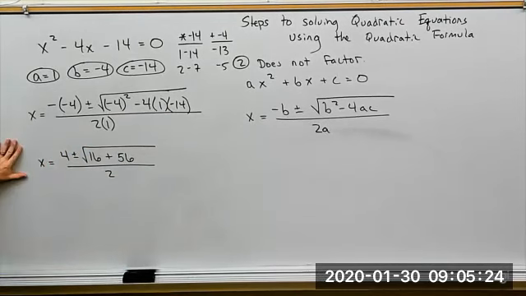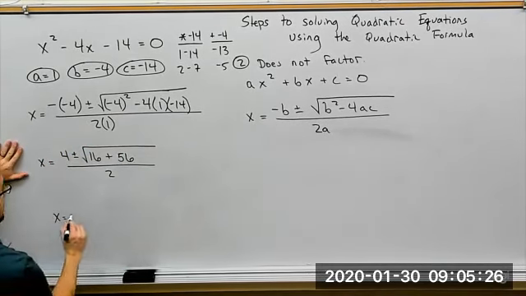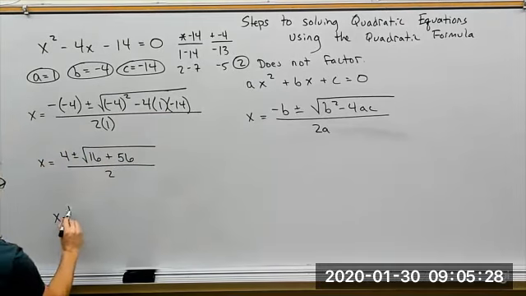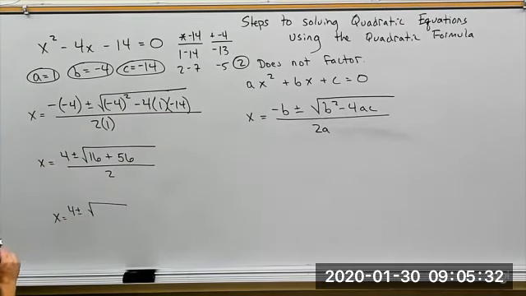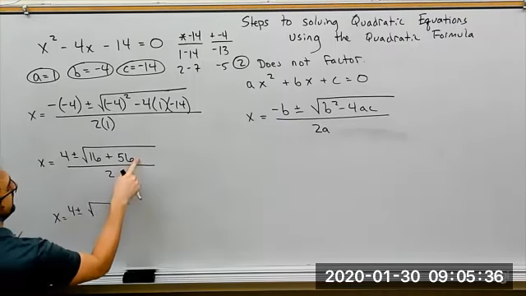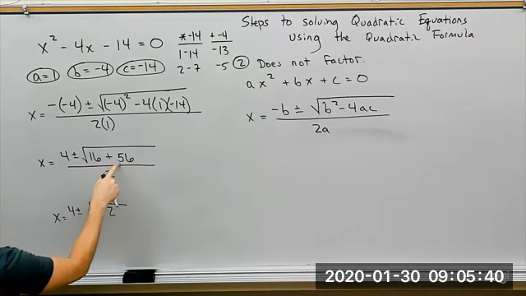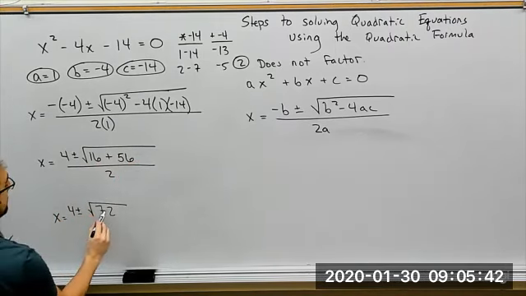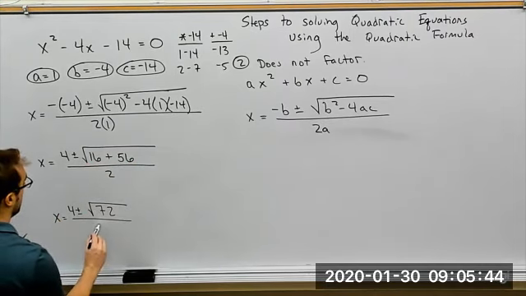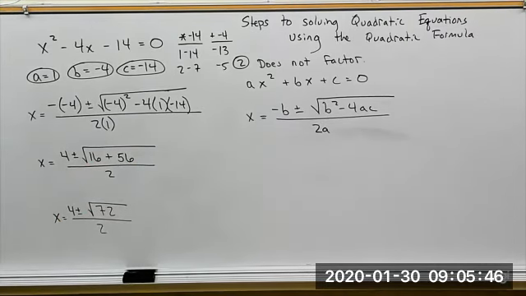Next step, we're going to do this addition on the inside of the square root. So it's going to be 4 plus or minus the square root of 16 plus 56. We're going to have a 2 there. And then 16 plus 56 is going to be 72. 72 is a really good number. All right? Divided by 2.